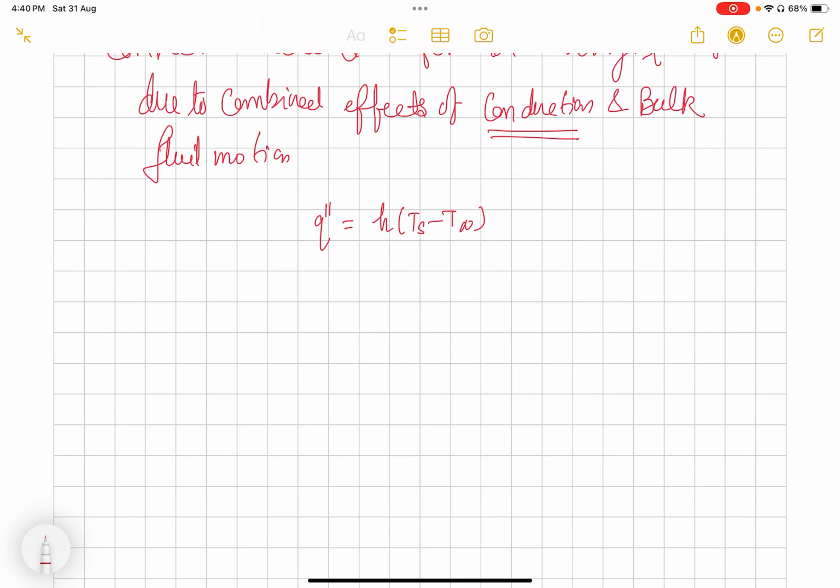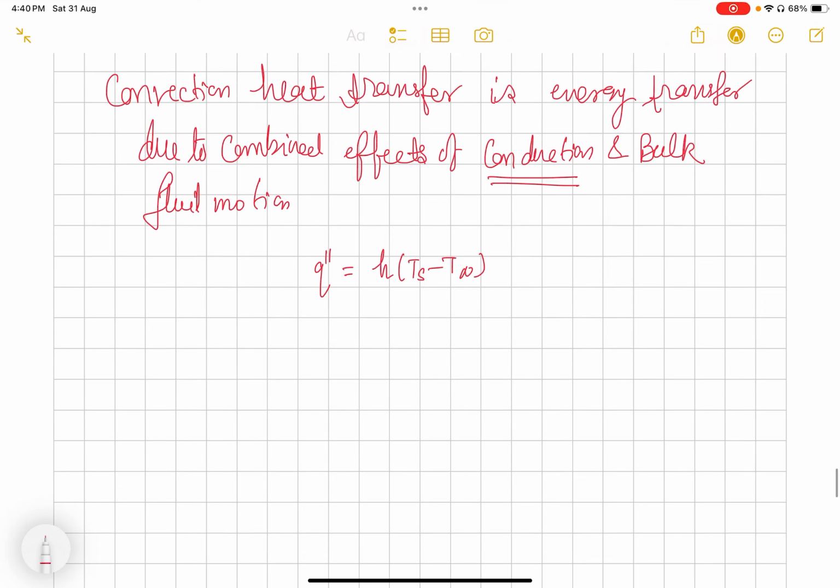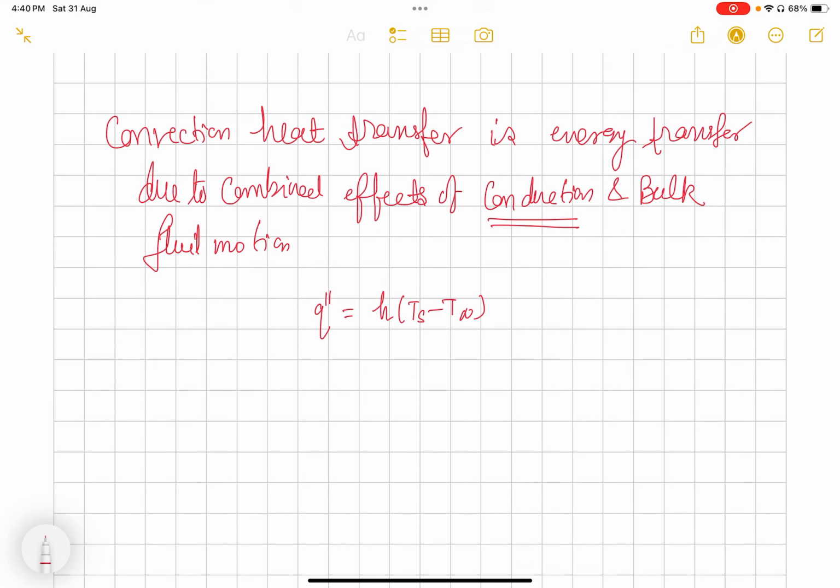Hi all. So up till now we were studying about the convection heat transfer, which is nothing but the energy transfer from the surface to the surrounding fluid, which is either moving or stationary. If it is moving fluid, then it is forced convection. If it is stationary fluid, it is natural convection.